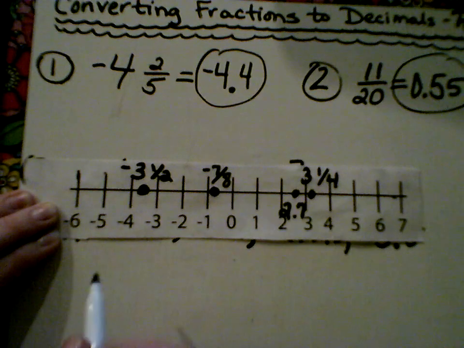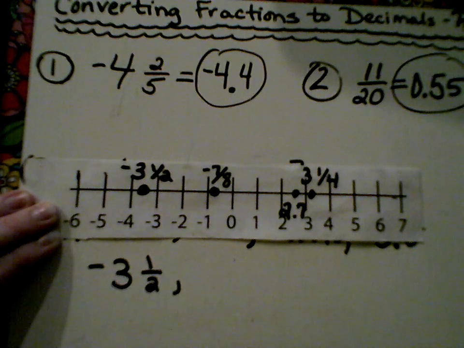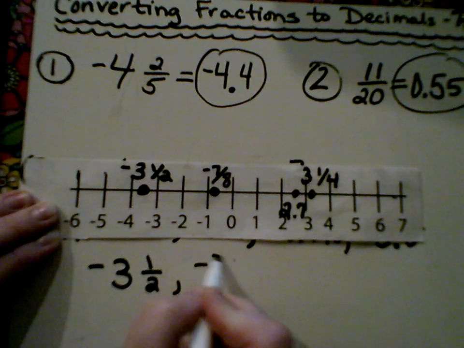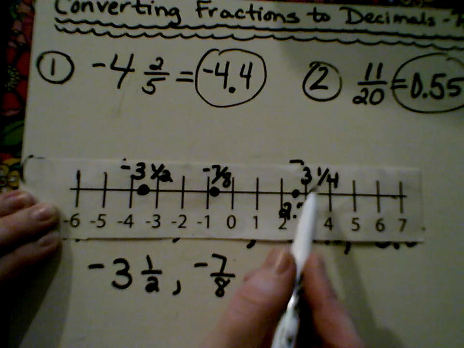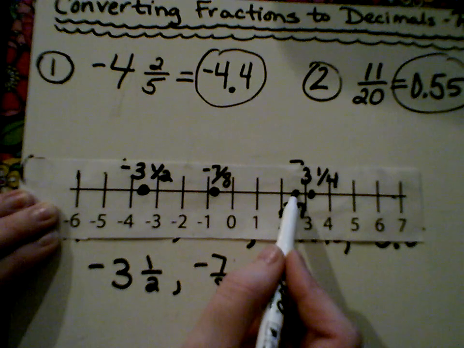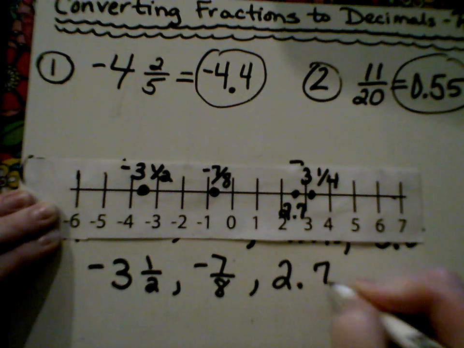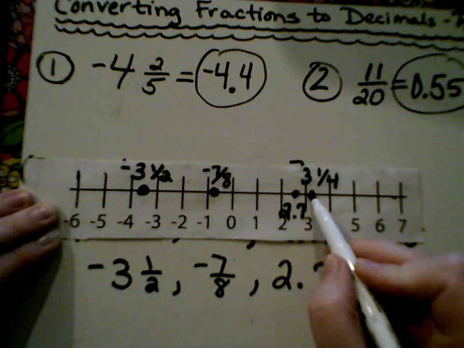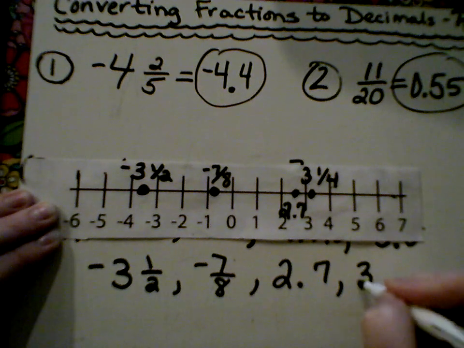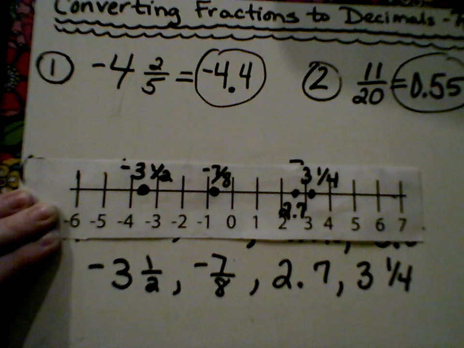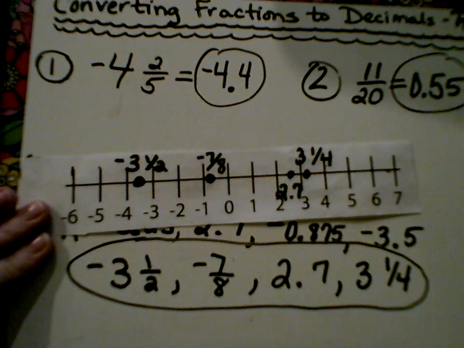Okay, so from left to right, my leftmost number is negative 3.5. Then I have negative 7/8, followed by, this is the one where we got to be careful because I wrote it in a different spot. This one is 2 7/10, so 2.7. And the furthest most to the right is, negative, not negative, I'm sorry, 3 1/4. And there is my final correct answer.